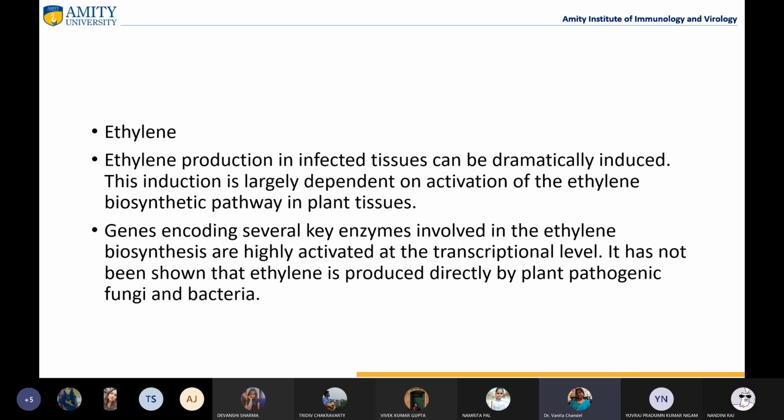Then we have ethylene. Ethylene production in infected tissue can be induced. This induction is dependent upon the activation of ethylene biosynthetic pathways in the plant tissues, right? Genes which encode several key enzymes involved in ethylene biosynthesis are highly activated at the transcriptional level. It has not been shown that ethylene is produced directly by plant pathogenic fungi or bacteria. This is not shown, but it shows that ethylene production in infected tissues can be induced.